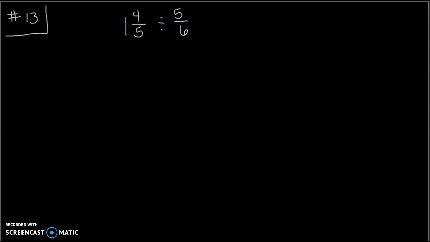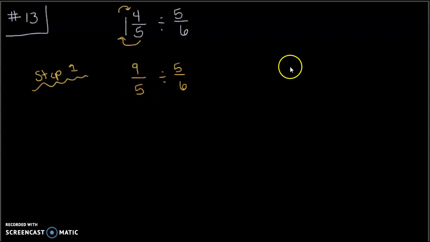Another one that was pretty commonly asked for help with is number 13. This is very similar to number 6. However, we again are dealing with a mixed number and an improper fraction. So our very first step is we need to get them at least both in regular fraction form. So that's step 1 again. I'm not going to touch this one. I don't need to. So we have 5 times 1 plus 4. So that's 9, and then we keep our same denominator.